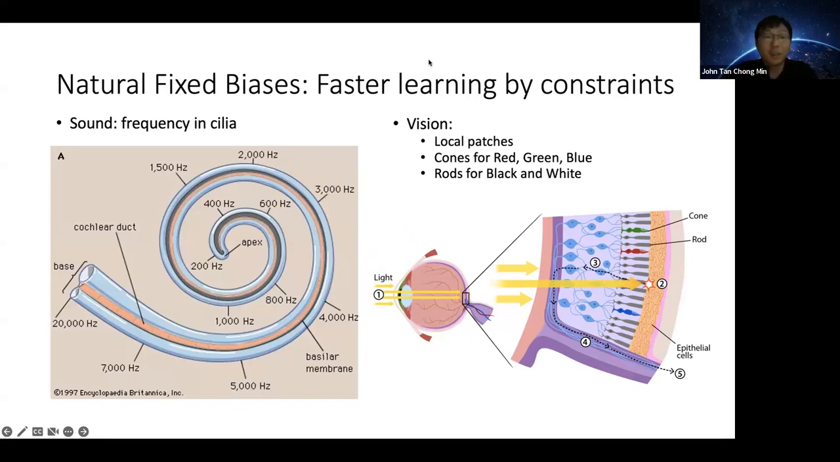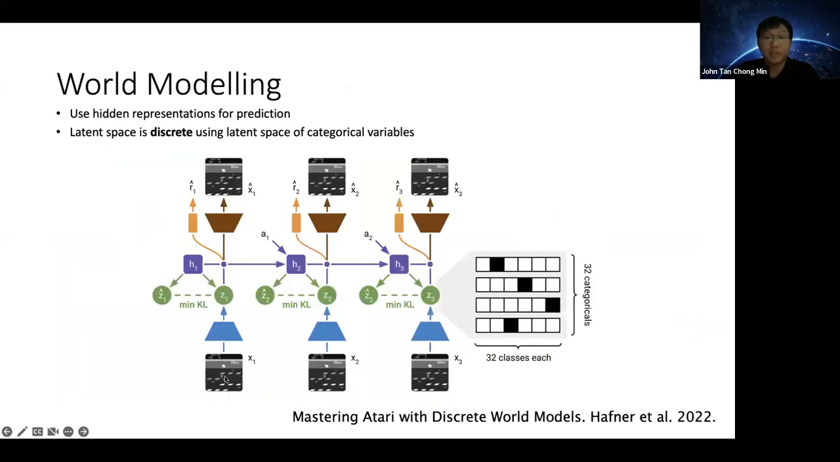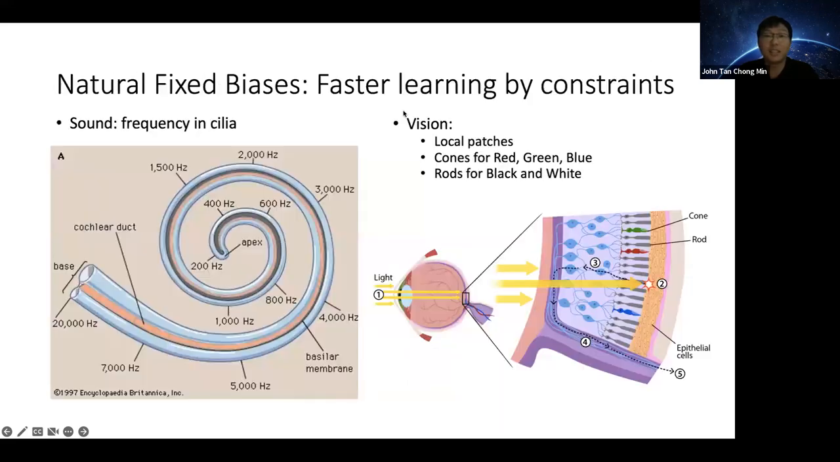All right, let's talk about natural fixed bias first. This is related to the world model that you saw earlier over here. The way we process this into latent space could be learnable or it also could be fixed. What does it mean by fixed? If we look at the ear, this is the cochlea of the ear. As you go through the cochlea, you have cilia that vibrate at different frequencies.